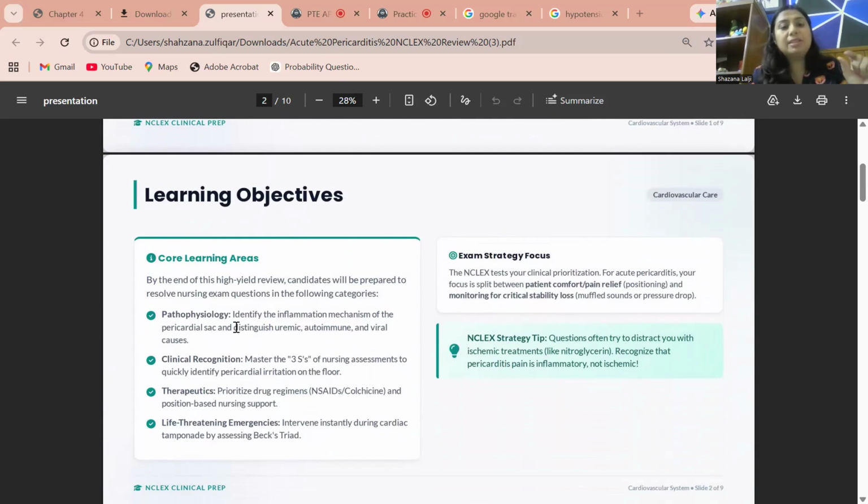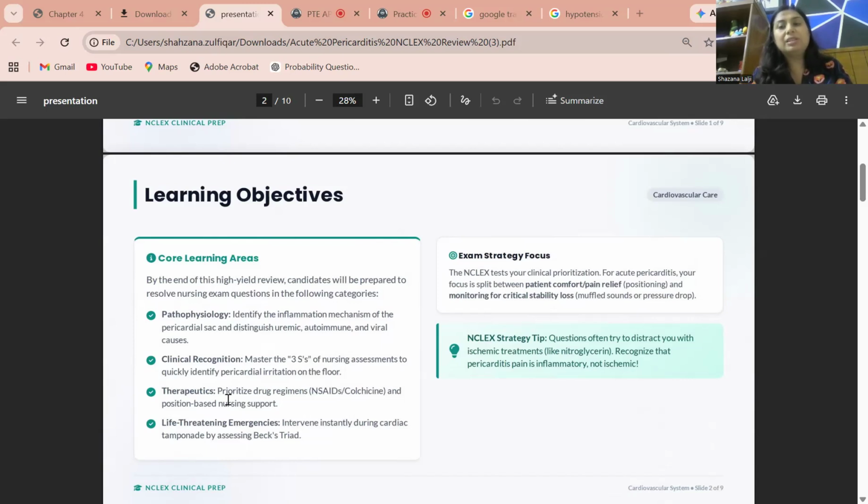Then we will see the clinical recognition, the signs and symptoms of acute pericarditis, that are the most important signs for the nurse to identify. The third objective that we will cover in this class is therapeutic intervention, that the nurse needs to know: what are the priority drug regimens the nurse will administer to the patient who is diagnosed with acute pericarditis.